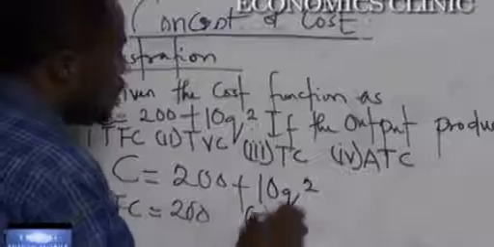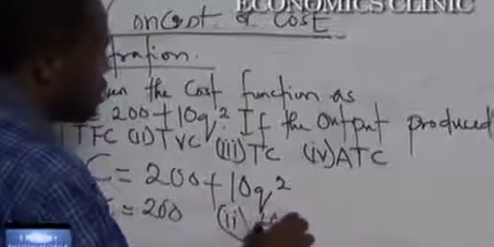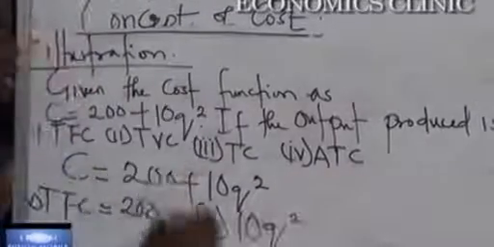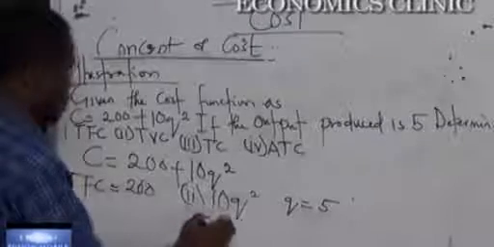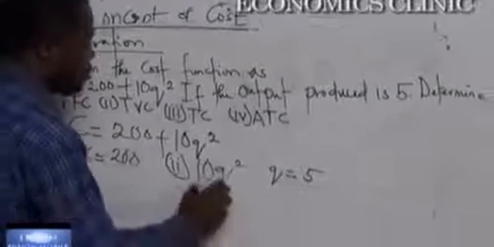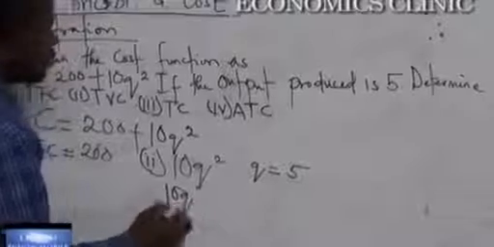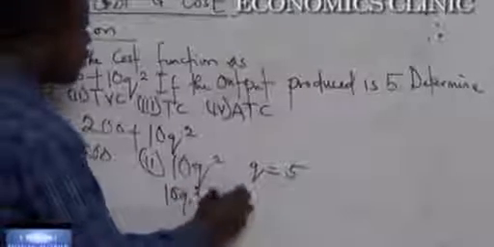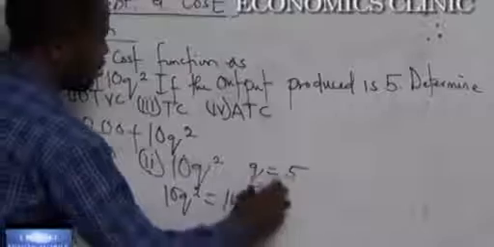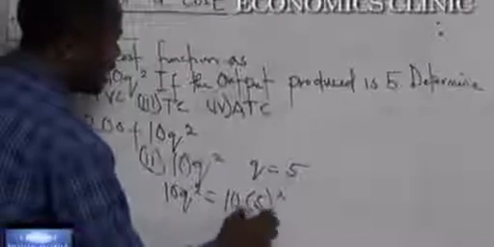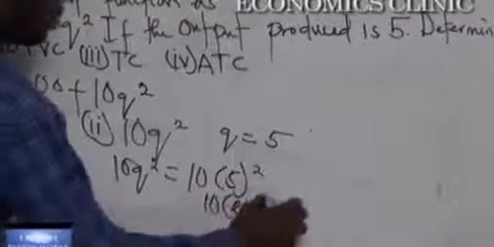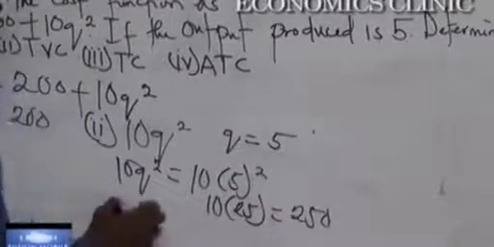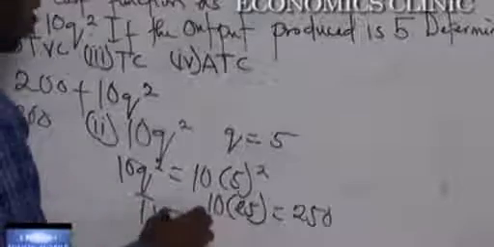The second one, total variable cost, will be 10q squared. And don't forget that they said q, that is the output produced, is 5. So to find variable cost here, 10q squared equals 10 into bracket 5 raised to power 2. So you have 5 raised to power 2 is 25. 25 times 10 equals 250. So our total variable cost equals 250.